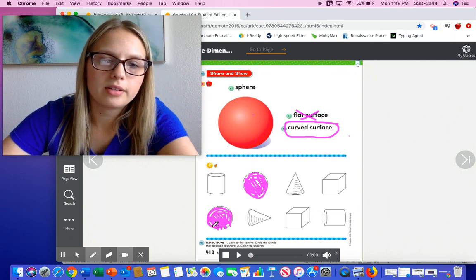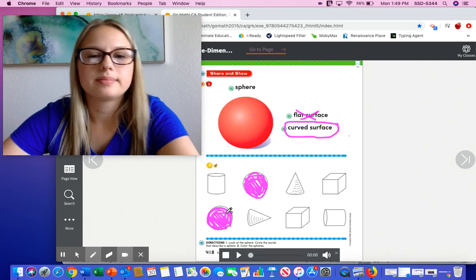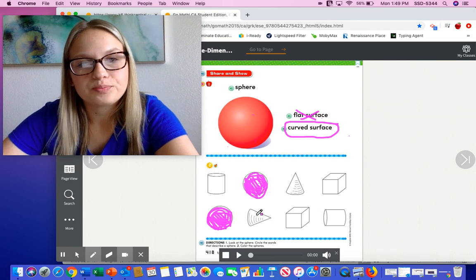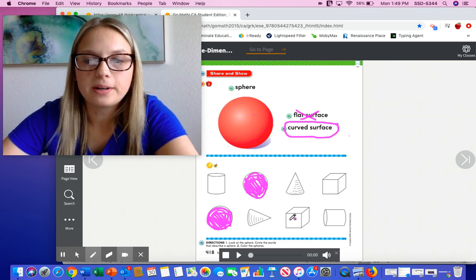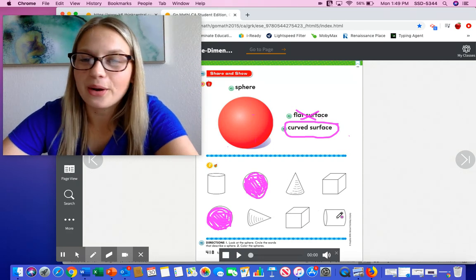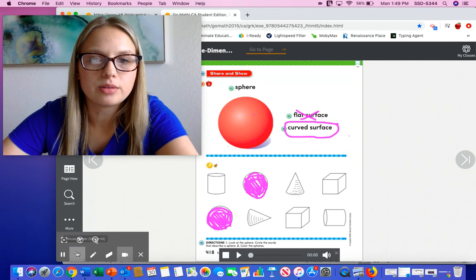And I hope your coloring looks a little bit better than mine. What about this shape? Is this one a sphere? Is this a sphere? Nope. Is this one a sphere? Nope. Good job. That was almost too easy.